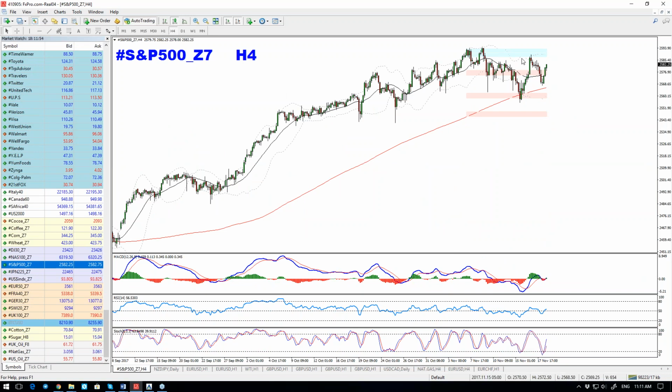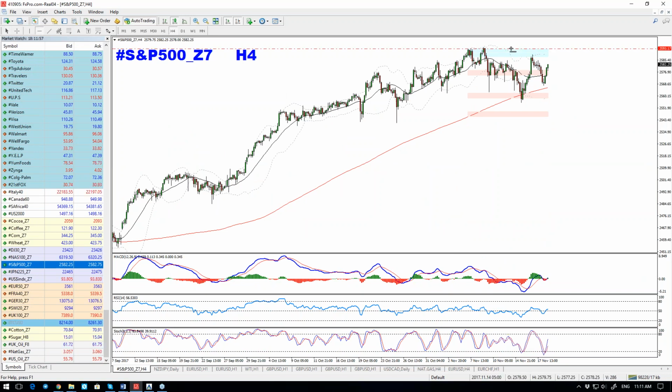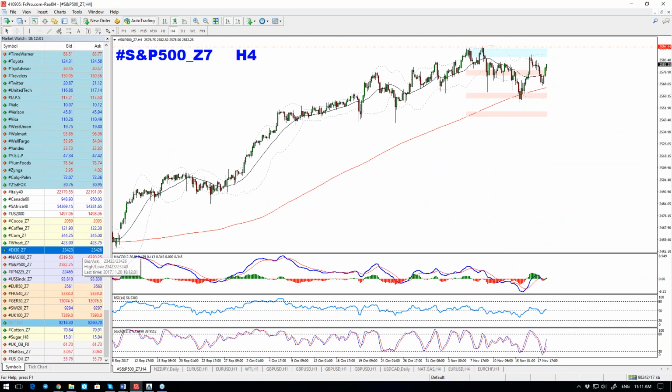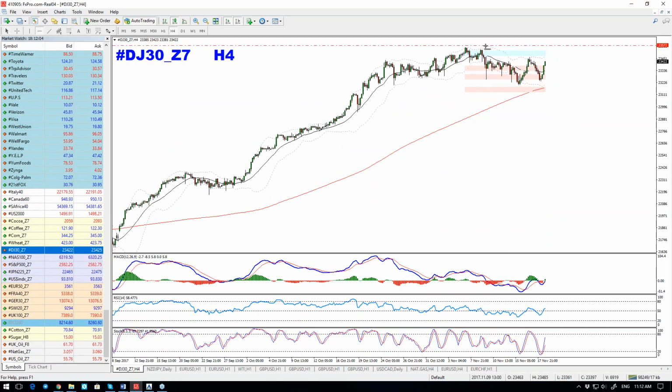Indices, while below this top for S&P, we are bearish. Nasdaq has no setup yet. Dow Jones, while below this top, bearish. We are looking for possible sells.